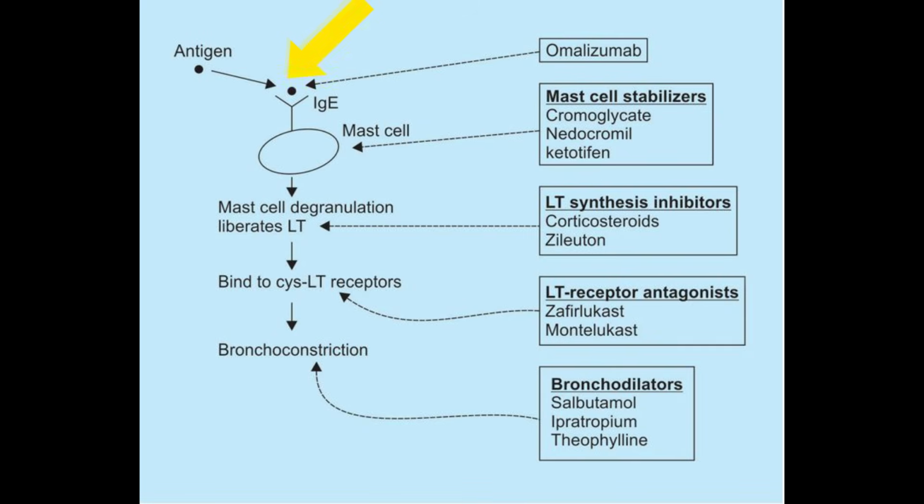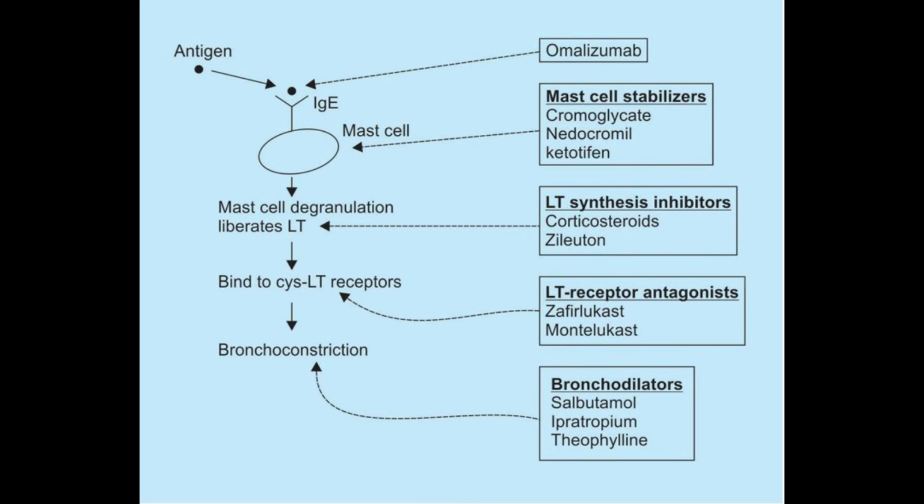As we all know about the pathophysiology, now according to the pathophysiology, we have to check the treatment. The first step is the antigen binding with the antibody. We can stop this combination of antigen and antibody by giving the drug omalizumab. If this happens, then the second thing is the mast cell activation. So we have to stop that one.